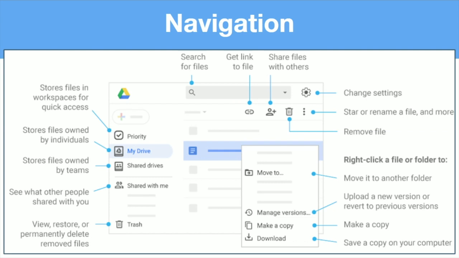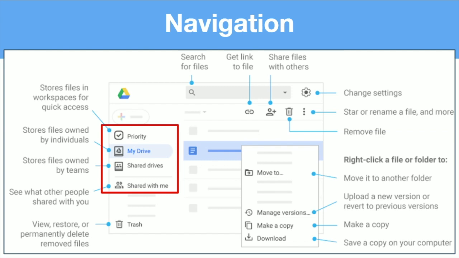Speaking of navigating your Drive, let's start that discussion by looking at some of the basic navigation and organization features available. When you access your Drive, you'll see a screen that looks pretty similar to this, with a menu at the top left of your screen. Here, you'll see submenus labeled Priority, My Drive, and Shared Drives.